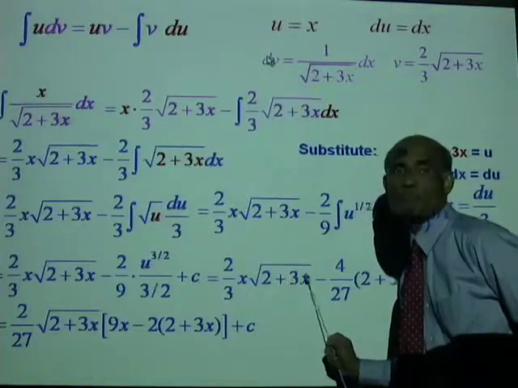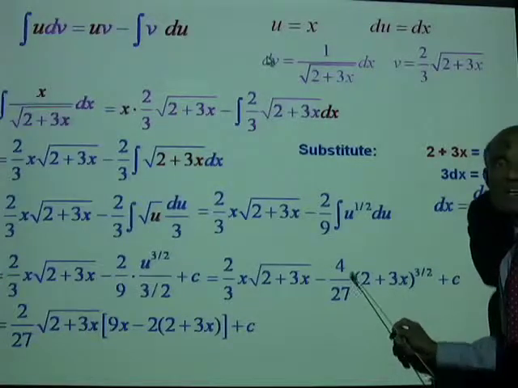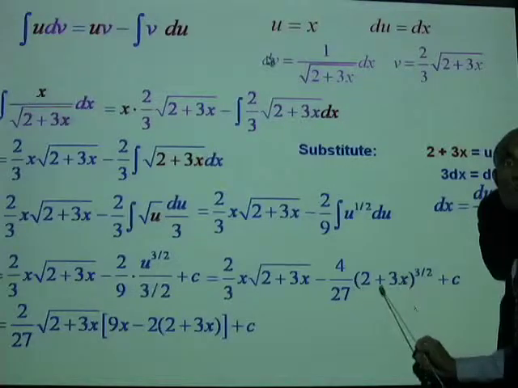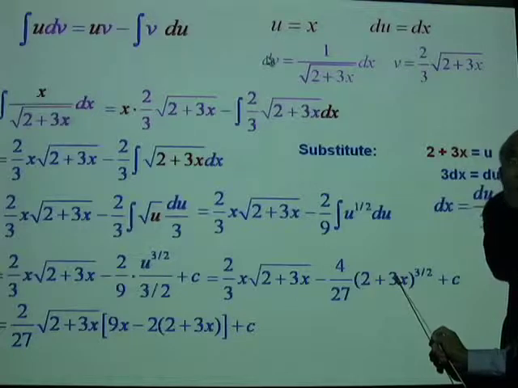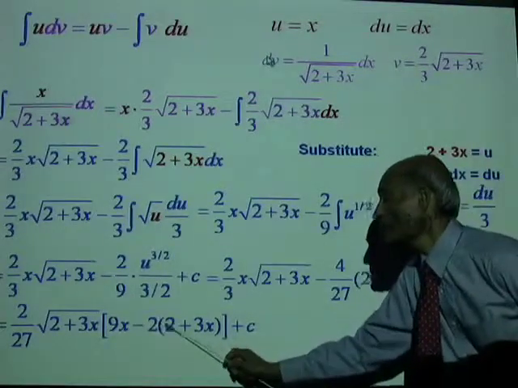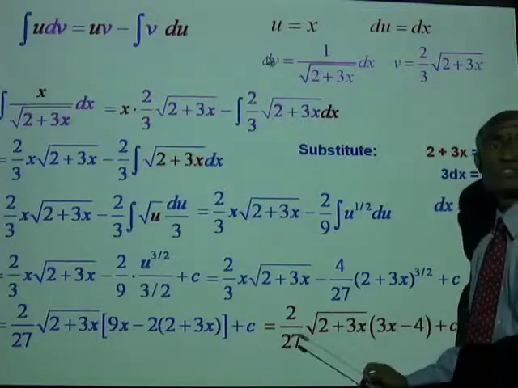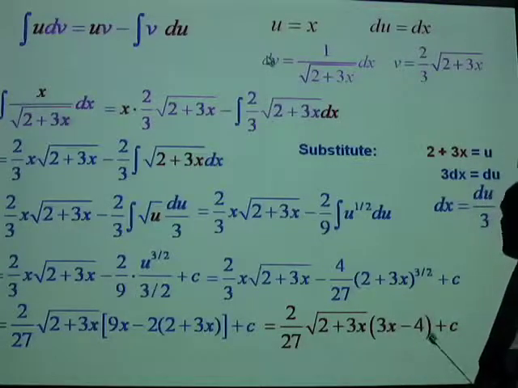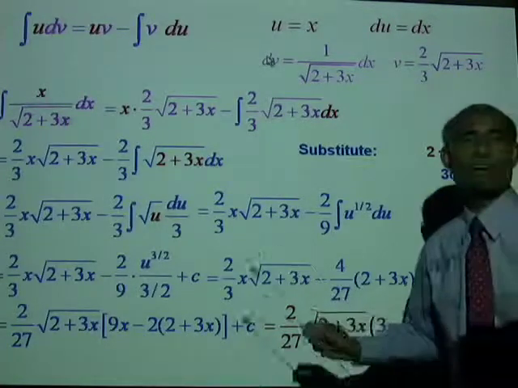But this also came out. Minus, what is left here? 2 over 27 came out, leaving a 2 there. And square root 2 plus 3x came out, leaving a 2 plus 3x there. There you are. So that's minus 2 times 2 plus 3x. And now simplify that. You get 2 over 27 square root 2 plus 3x times 3x minus 4 plus c is that result. Again, a very good one. Try and practice this one more time.